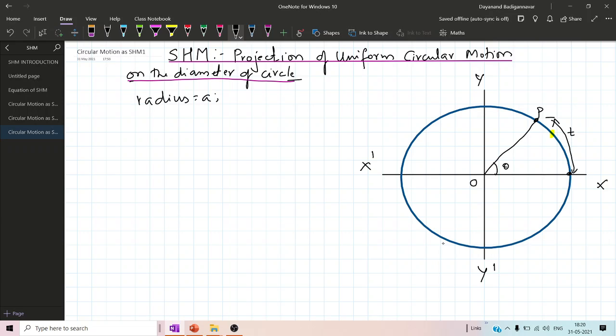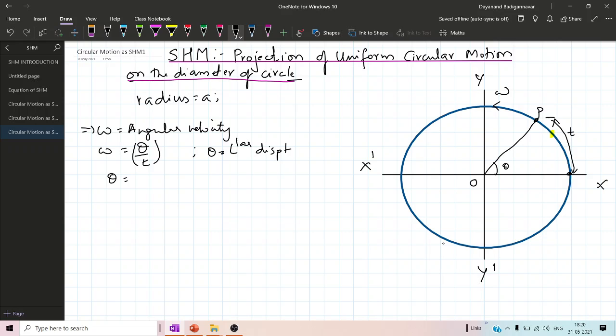So I can say that it is moving with a certain angular velocity. The point P is moving with an angular velocity omega. So this omega can be given as theta by t, where theta is the angular displacement in time t.